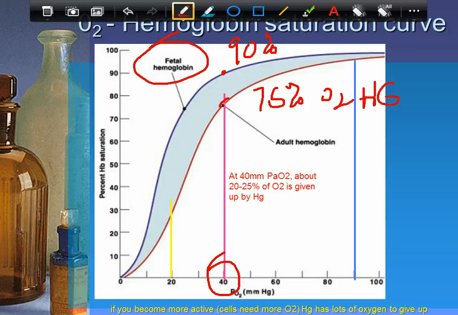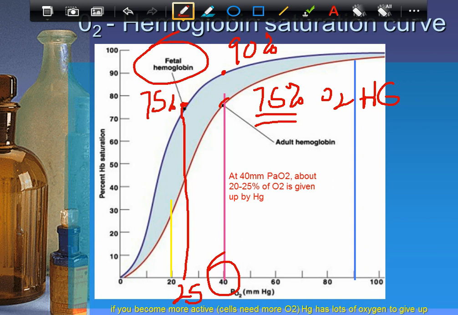In other words, fetal hemoglobin binds any free oxygen molecules much better, much more efficiently than non-fetal hemoglobin. In other words, to get the same amount, 75%, the PO2 in the fetus could actually be about 25, and you'd still get around 75% oxyhemoglobin. So again, there can be less oxygen in the fetus, and because it has a different kind of hemoglobin, it will pick up the oxygen molecules more effectively.